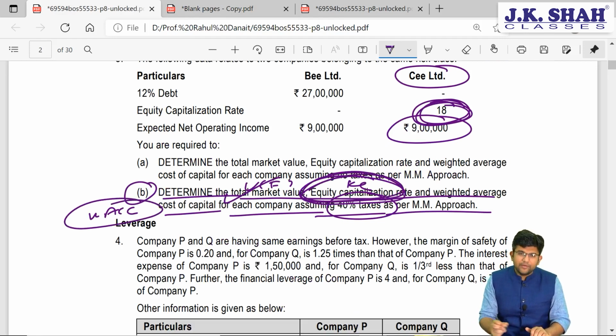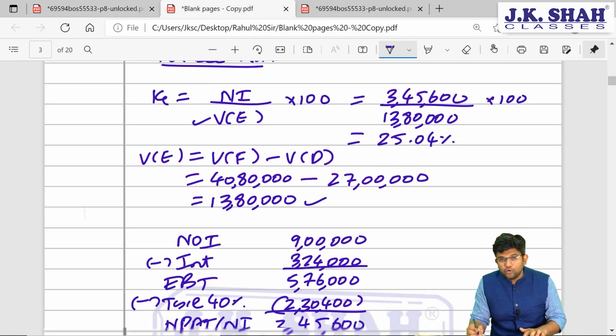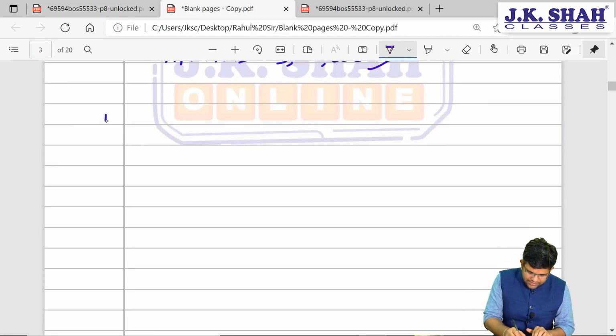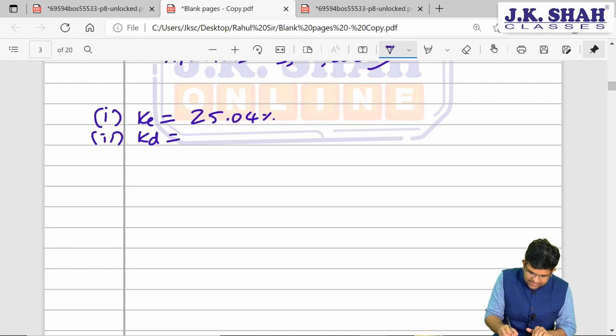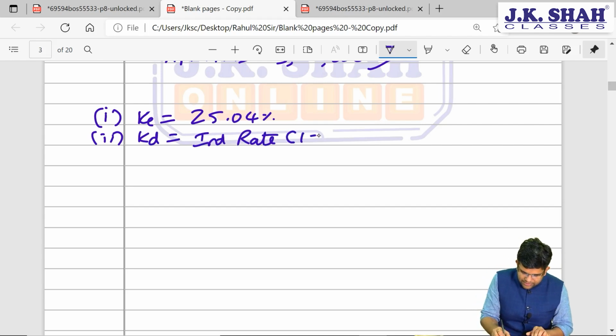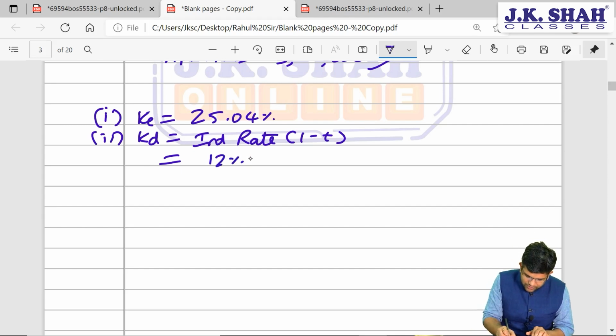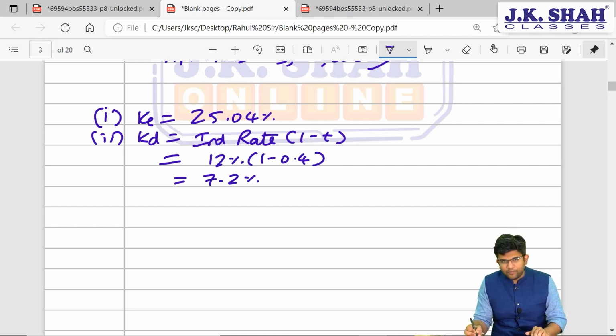Then they're asking WACC. Again, let me repeat, nothing to calculate for C Limited since its WACC is 18 only. What we need to do is for B. So children, for WACC, can I say we already have the KE as 25.04%. Now as far as KD is concerned, if there was no tax, then KD would have been equal to the interest rate. But since there is tax, KD will be equal to interest rate into 1 minus T. Everybody, you are able to understand? And the interest rate, children, is 12%, tax rate is 40%, and this will give you a KD of 7.2%.